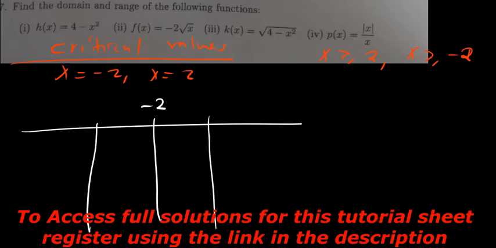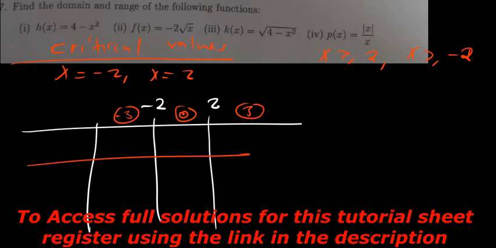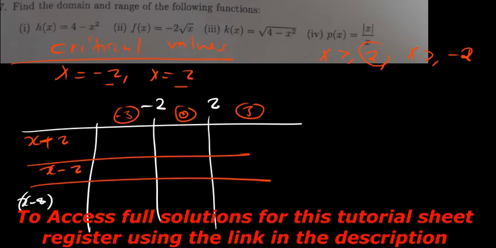Negative 2, 2. I'll have 0, 3, negative 3. This means that if I shift this to the other side, it's going to be x plus 2. If I shift this to the other side, it will be x minus 2. Then x minus 2 and x plus 2, like that.